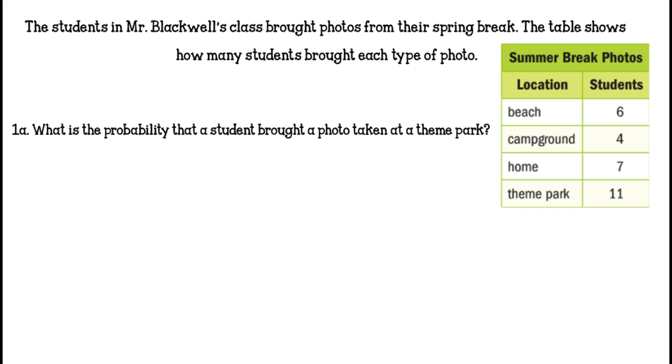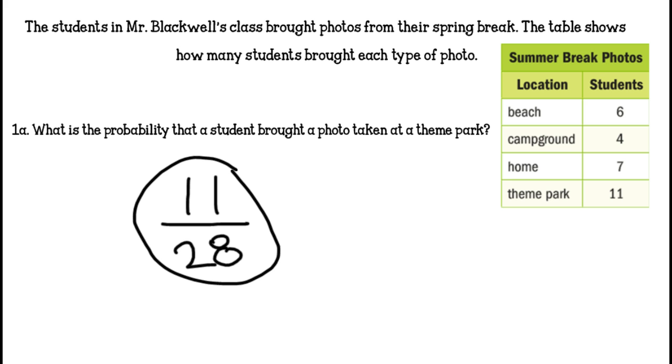So we write 28 on the bottom because when finding the probability, the total possibilities go on the bottom, which is 28. And what is the probability that a student brought a photo taken at a theme park? That is 11 students who went to a theme park. So the probability that it was taken at a theme park is 11/28. And we circle it, and that's our answer.